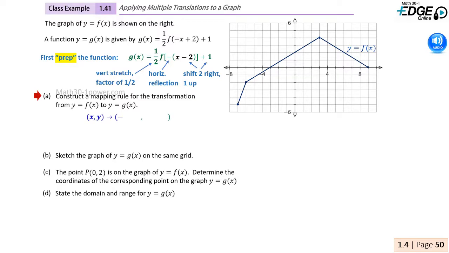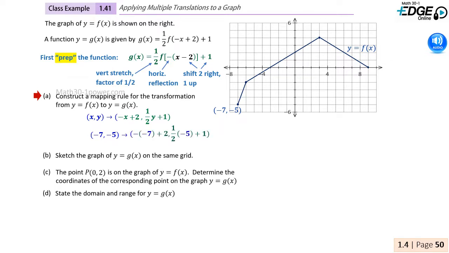In mapping notation, we'll represent this by showing that our x value became negative and was increased by 2, while our y value was multiplied by 1/2 and increased by 1. This mapping notation allows us to take any point and substitute it in place of x and y and determine the coordinates of its transformed point.